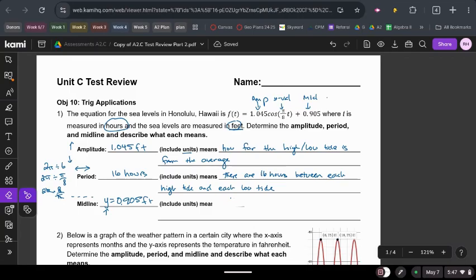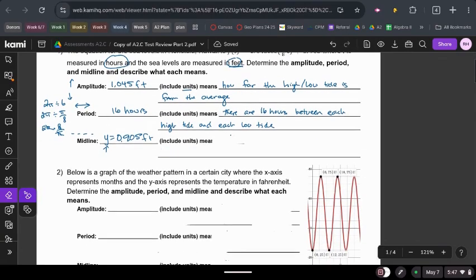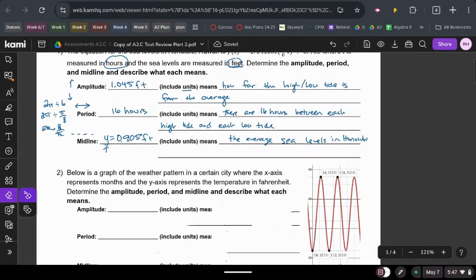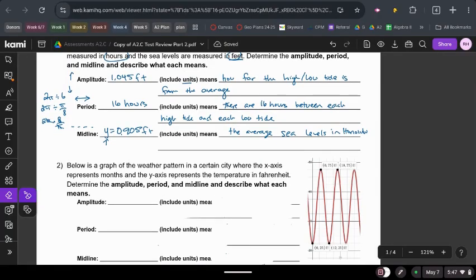So there are 16 hours between each high tide and each low tide. You could say it takes 16 hours until it returns back to the high tide or back to the low tide, something like that. And then the midline is just the average sea level that you would get. So that would be 0.905 feet.